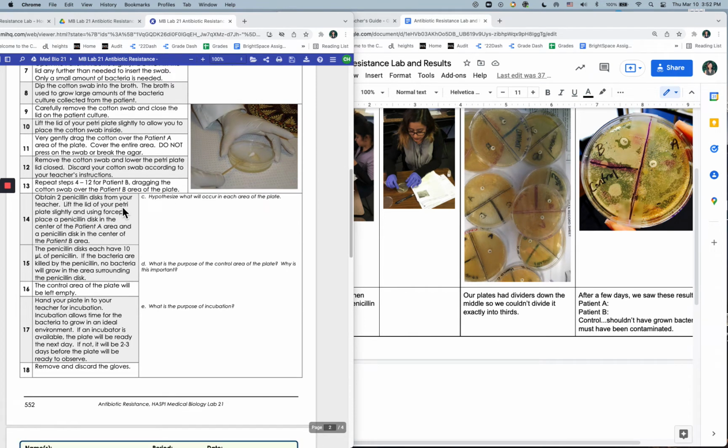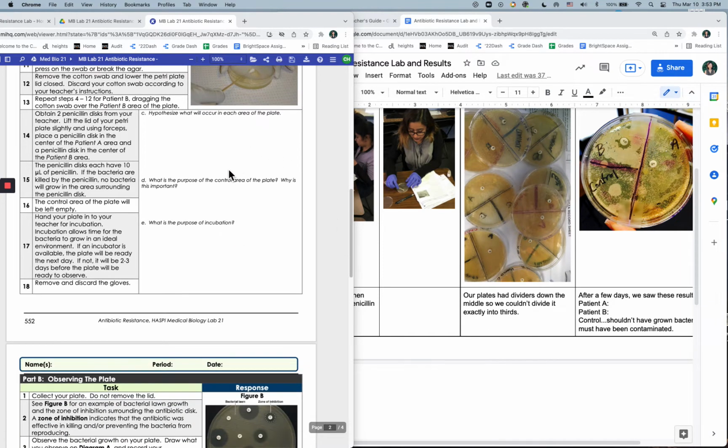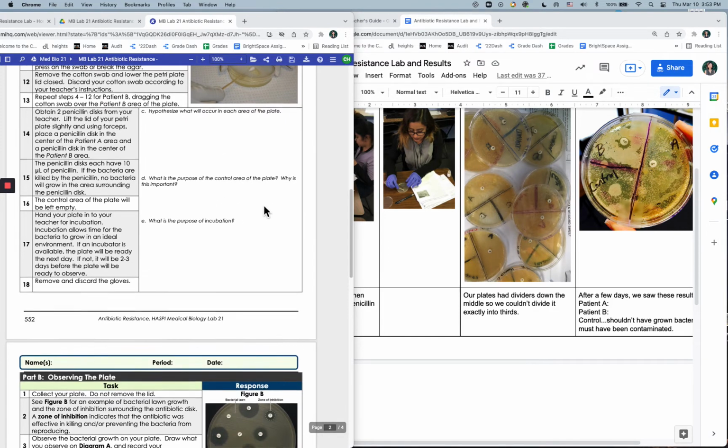Okay, and then you're going to be getting 2 penicillin discs if you were doing this lab, and you're going to be putting them on your patient samples. So one's going to go on A and one's going to go on B, and these are little discs with medication on them, and in this case it's penicillin, an antibiotic used to treat bacterial infections or staph infections. So we're going to put one on each sample, and then you're going to make a hypothesis to see what do you think is going to happen, what the purpose of the control is.